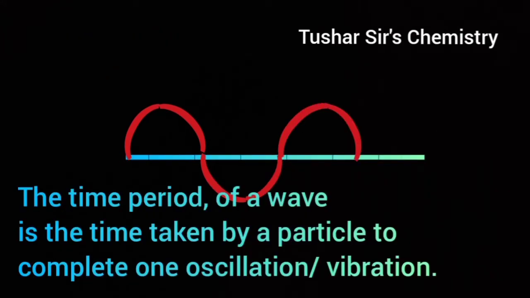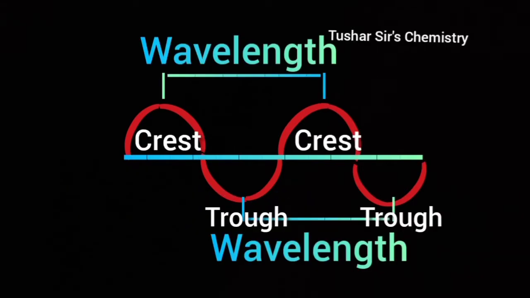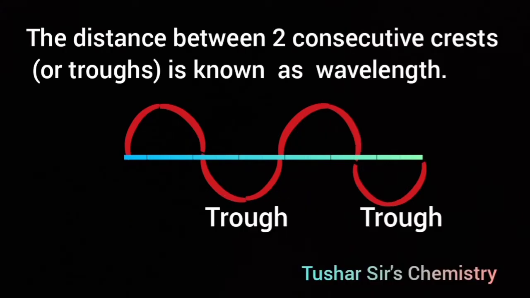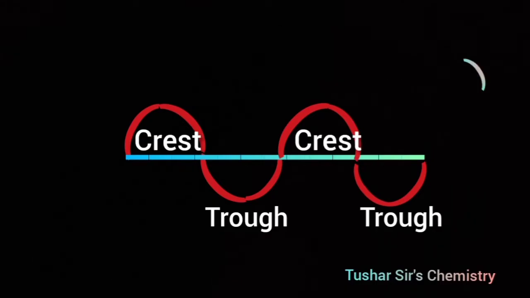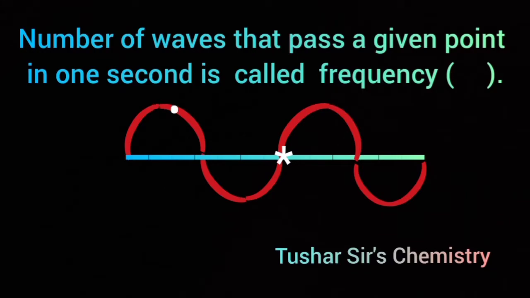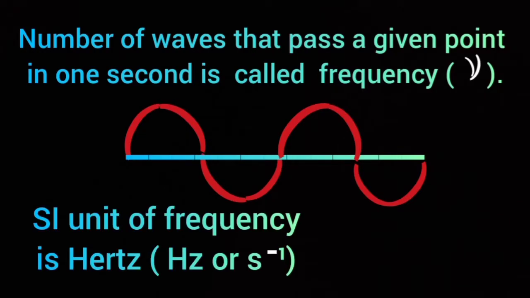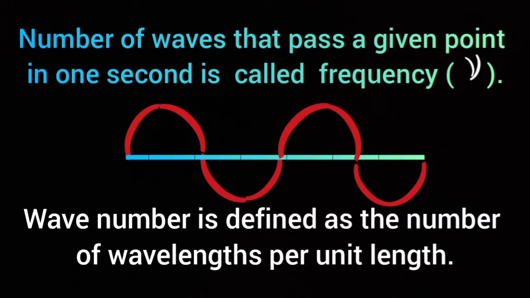Lambda is the symbol of wavelength. The distance between two consecutive crests or troughs is known as wavelength. SI unit of wavelength is meter. Number of waves that pass a given point in 1 second is called frequency. SI unit of frequency is hertz or second inverse.